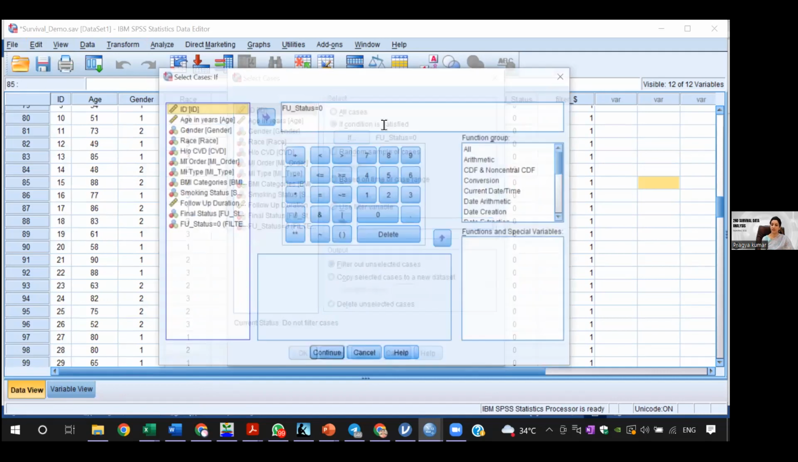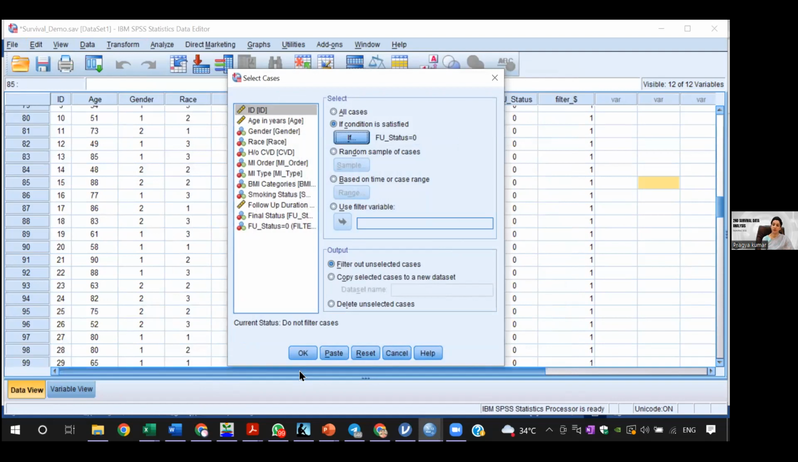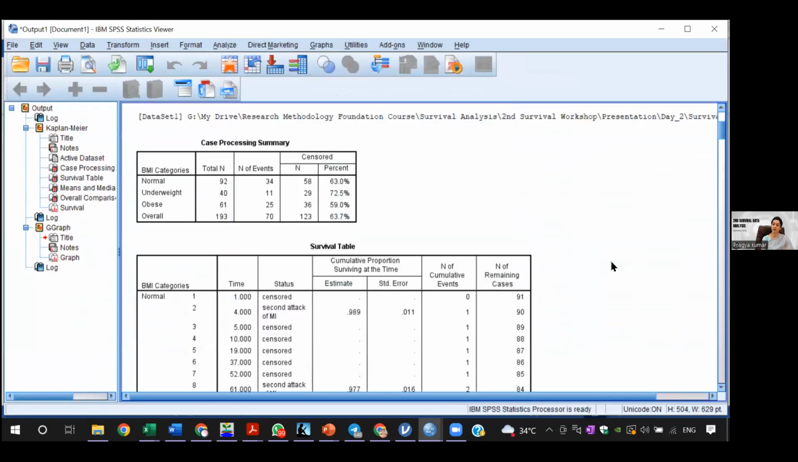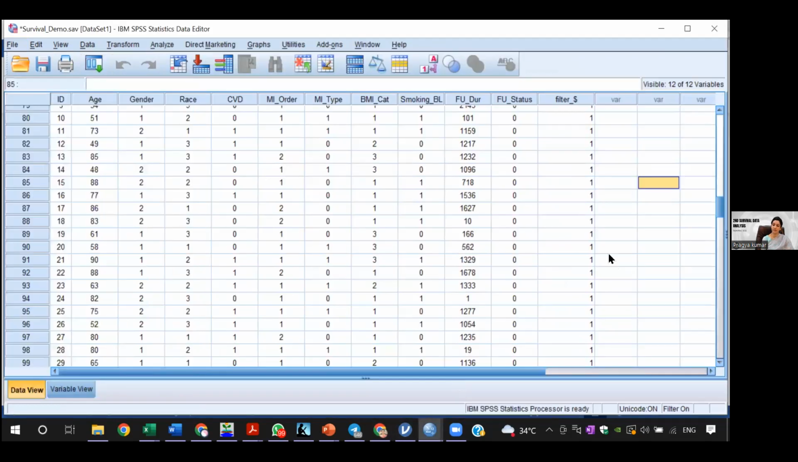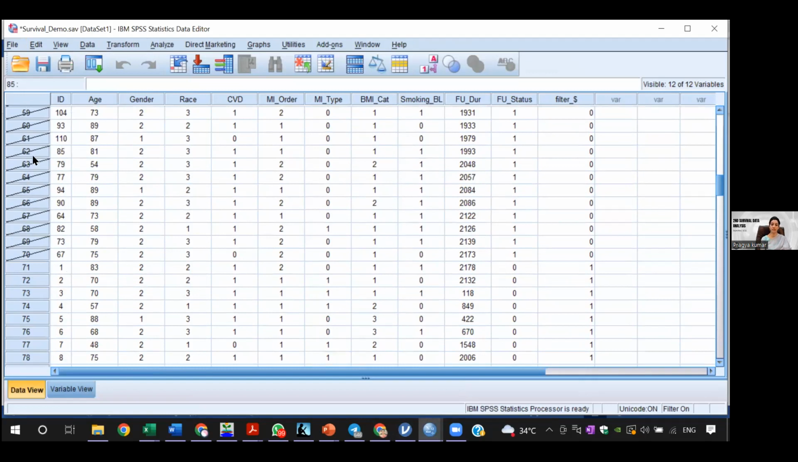And you can say if the follow-up status is 0. 0 means that they are censored. So I'm selecting all the cases which are censored. Press Continue and then press OK. If you have pressed OK and you see the data set, you can see these slash lines. This shows that it will not take these cases. So now the only analysis we can perform is on the censored data.